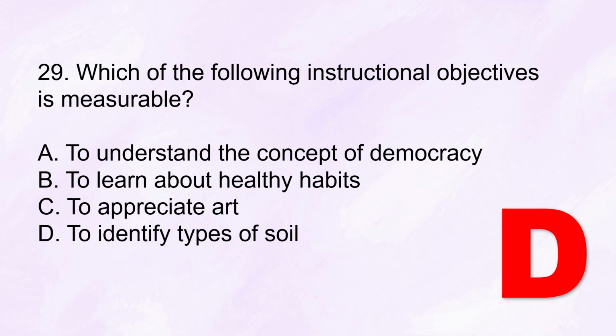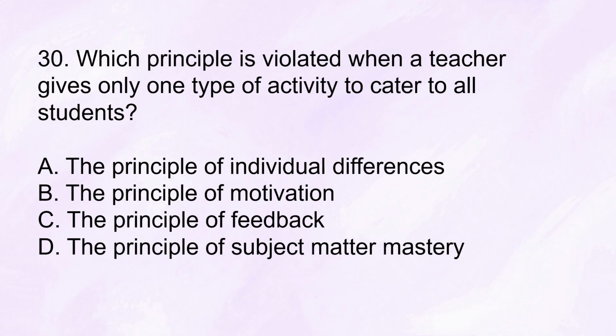So again, we're looking for an objective that is measurable. The word identify is an observable action, making it measurable. So the others are vague or difficult to assess directly, like to understand, learn, and appreciate. So only letter D is the best answer. Number 30. Which principle is violated when a teacher gives only one type of activity to cater to all students?